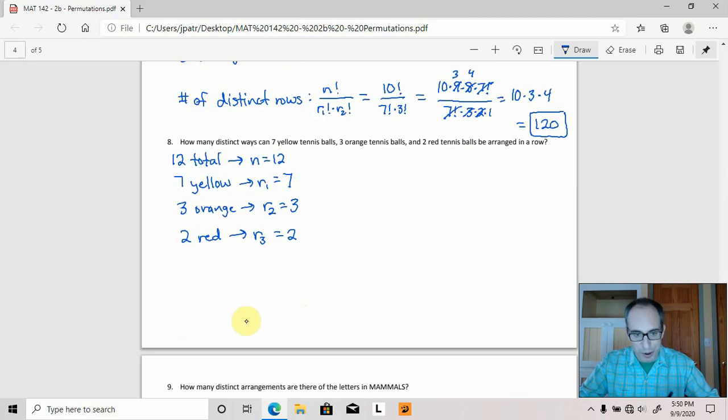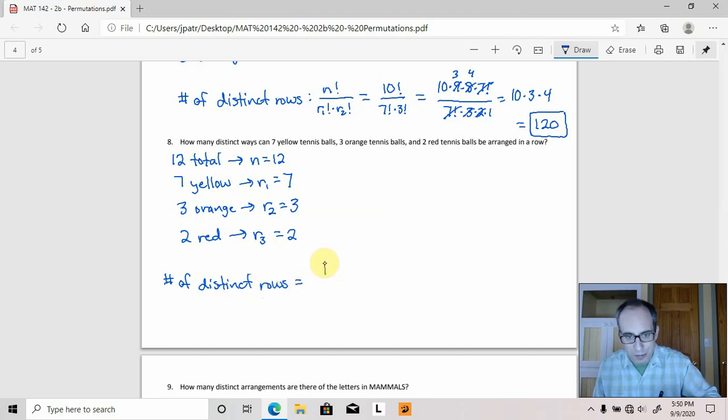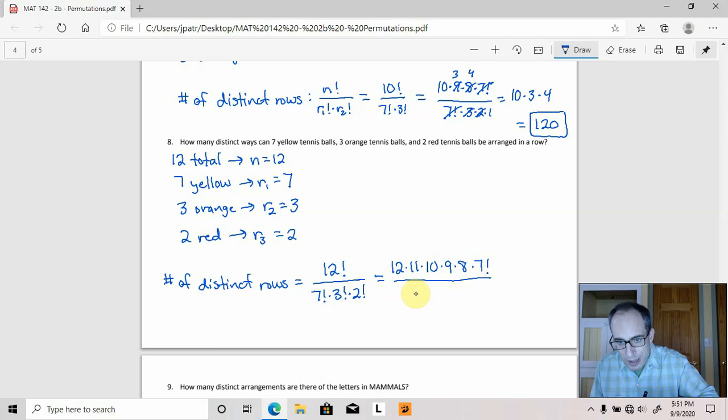And we're going to do the same thing where we put them in a row. So this time, the number of distinct rows is going to be n factorial on top. So that's 12 factorial over 7 factorial times 3 factorial times 2 factorial. And I'm going to get rid of the 7 factorial again. So I'm going to start expanding the 12 factorial, but I'm going to write it where there's a 7 factorial in it, because I know I'm just going to cancel that anyway. So I'll have 12 times 11 times 10 times 9 times 8 times 7 factorial, over 7 factorial, and then the 3 factorial and 2 factorial I'll expand out. So 3 factorial is 3 times 2 times 1, 2 factorial is 2 times 1.